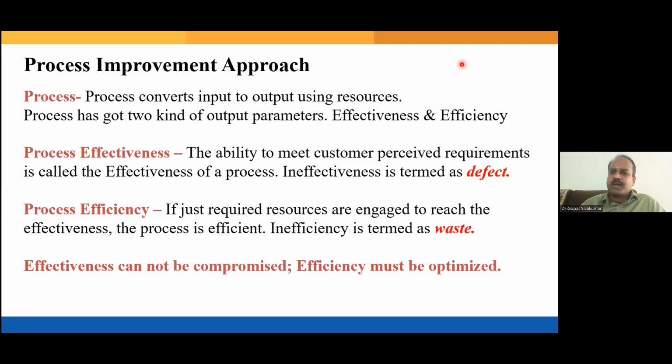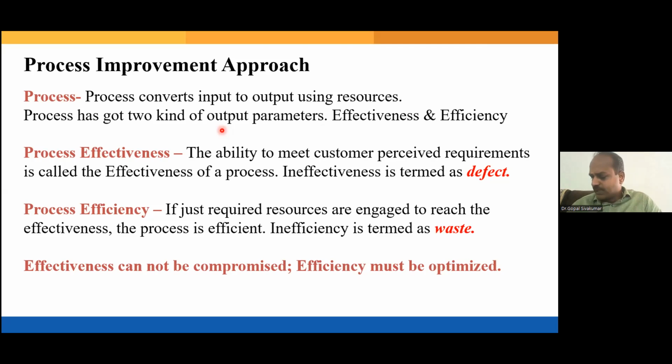And how is your process actually performing? If you want to understand, then you need to understand two parameters. One is process effectiveness. Another one is process efficiency. So what is process effectiveness? The ability of your process to meet the requirements of your customer is called effectiveness.